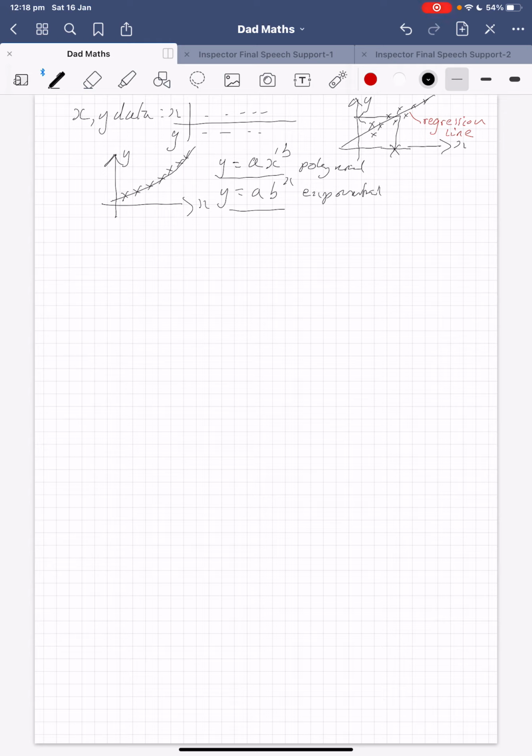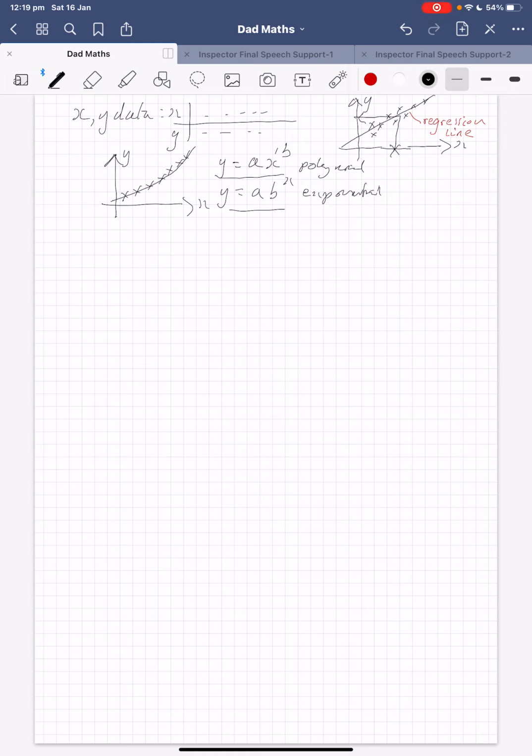So the question is, if we have x and y data that we suspect is of polynomial or exponential form, how can we check to see if it is or it isn't? What you can do is get a logarithmic paper and plot the XY data on it and see if it fits a straight line. But mathematicians don't need logarithmic paper. We can just use normal paper by doing the following, okay?